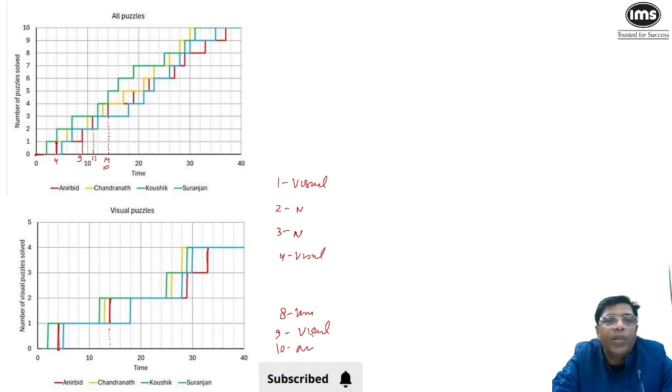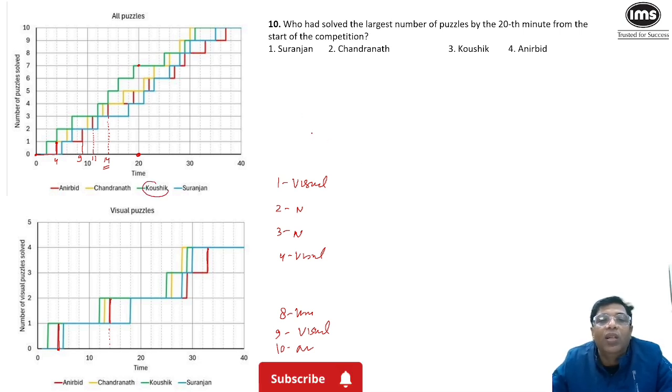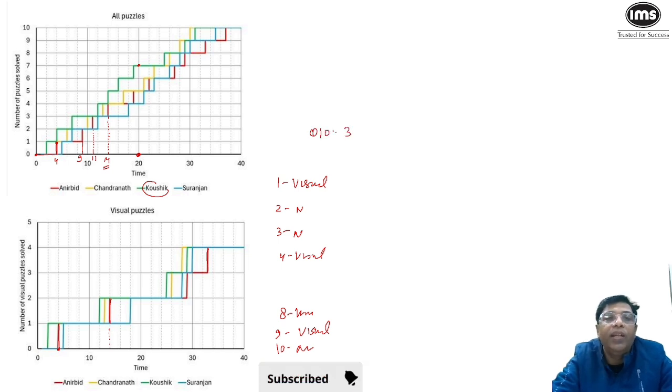Let's look at the first question of this set. Who had solved the largest number of puzzles by the 20th minute? So set a benchmark of 20 minutes, and who is at the top? We can see the green color is at the top. He has been able to solve 7 puzzles, and green color represents Kaushik. So for this question number 10, the answer has to be option number 3. Look at the next question.